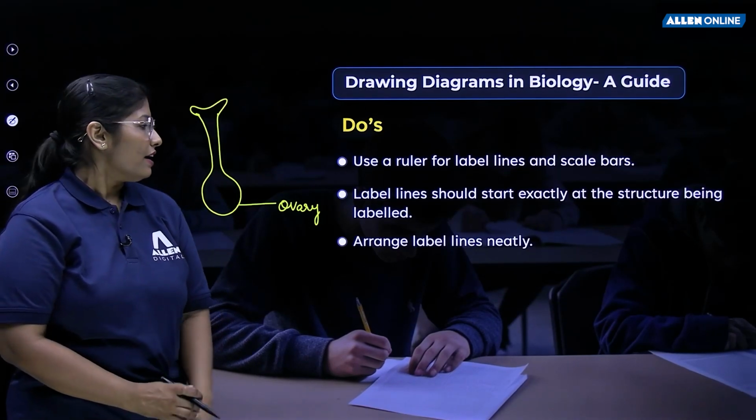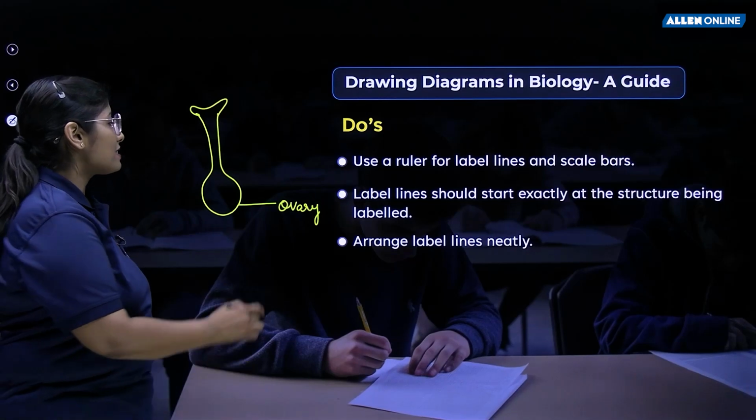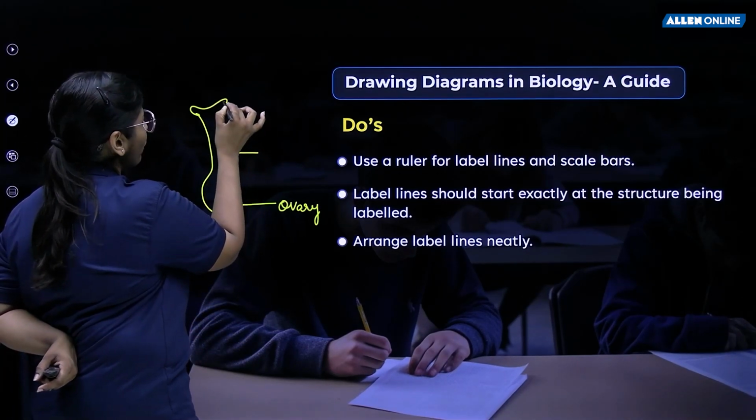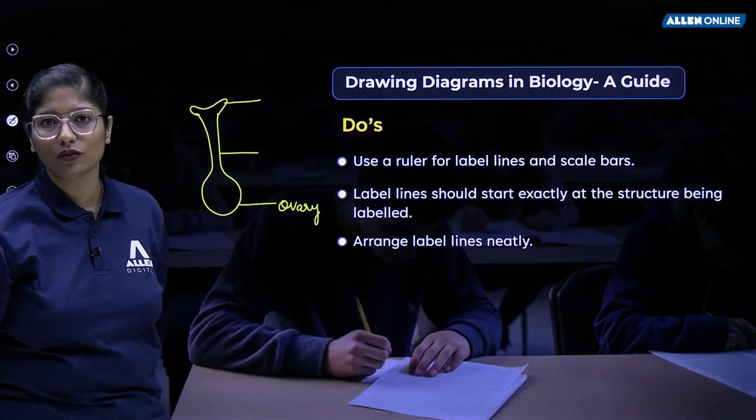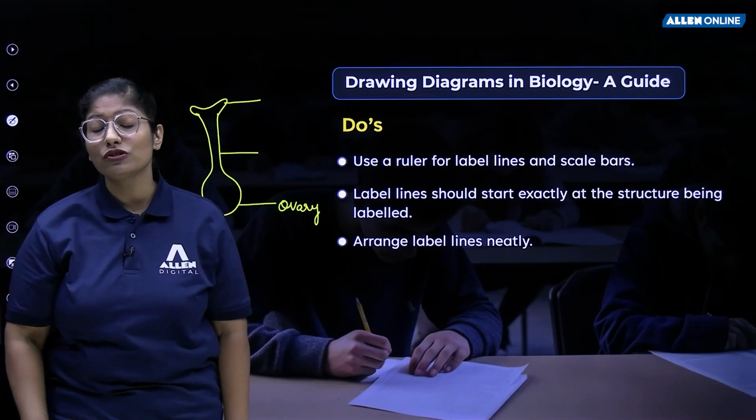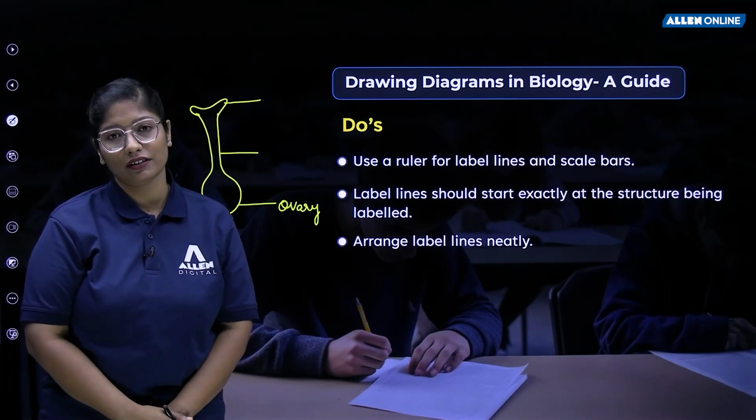Next point is that you should arrange the label lines neatly, right? So the arrangement of the label line should be neat. Okay, these are some of the do's that you have to keep in mind when you're drawing the diagrams.